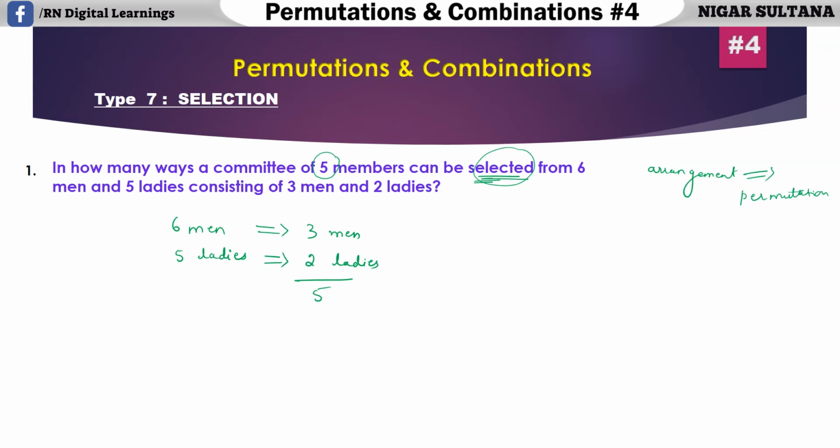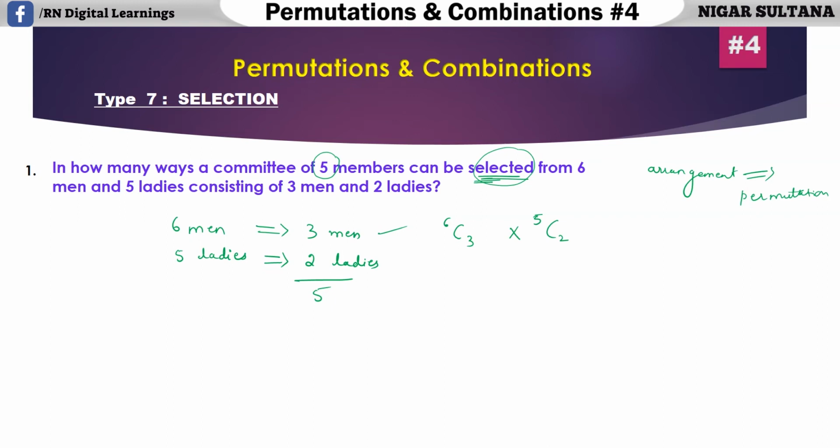Right. So now how can we write this? There are 6 men. Among 6 men I need to select 3. Totally there are 5 ladies. I need to select 2 ladies. So how many ways of selection are possible among 6 men and 5 ladies? This can be written as 6C3. 6 indicates 6 men, 3 indicates these 3 men. Now into 5 ladies. So how many have to be selected? 2. This is 5C2, 2 out of 5.